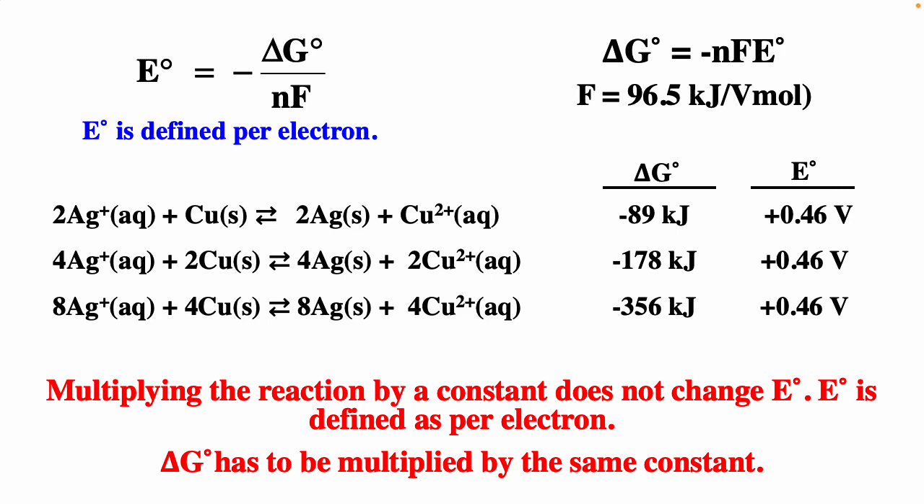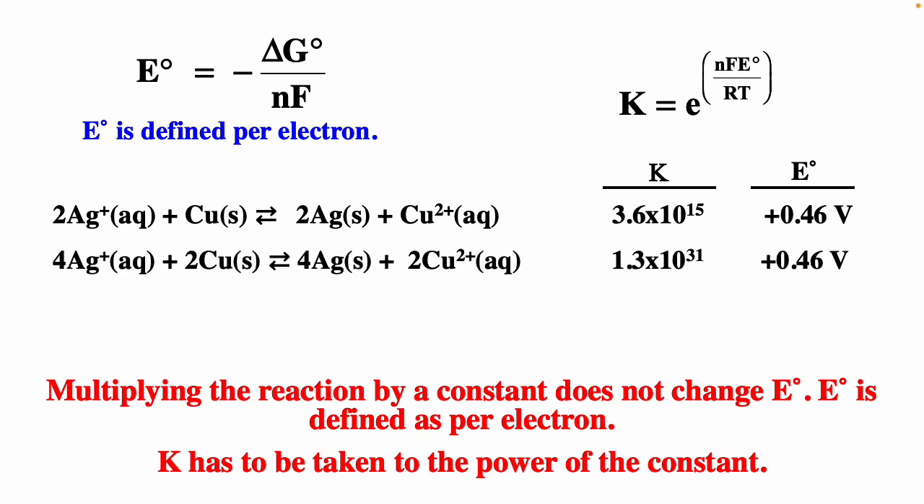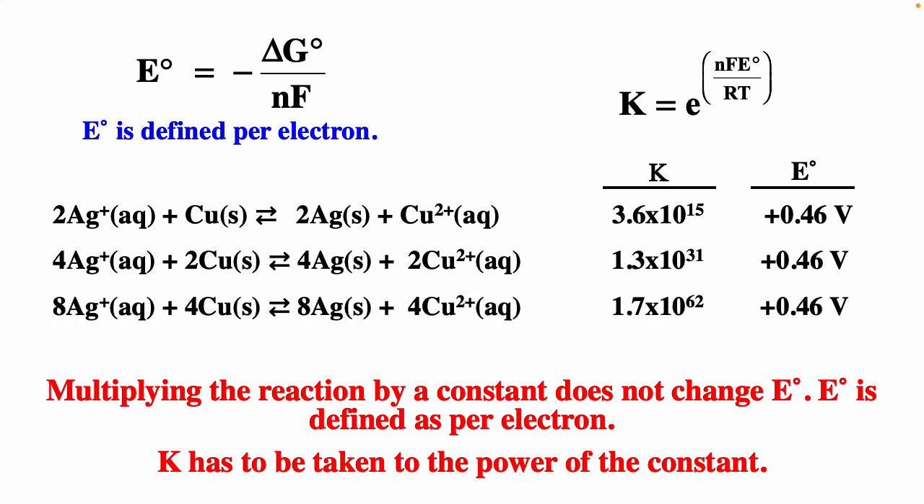So for delta G naught, if you multiply the reaction times a number, you have to multiply the delta G naught by the same number. Now for K, if you multiply the reaction times a number, we have to take K to that power to get the new equilibrium constant. But again, for E naught, because it's defined per electron, multiplying the reaction times a number does not change E naught.